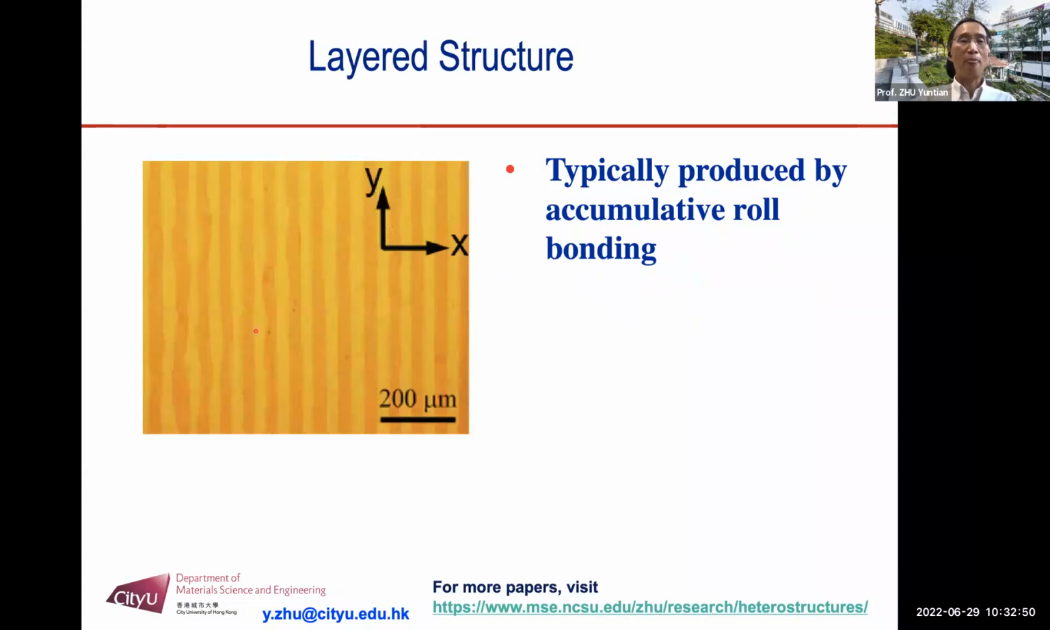Layered structure. This is also very common. In this example, it's a layer of bronze, the yellow one, and a layer of copper, the red one, which is pure copper. Okay, this is produced by accumulative roll bonding. It gives you this layered structure. Okay, each layer is continuous.